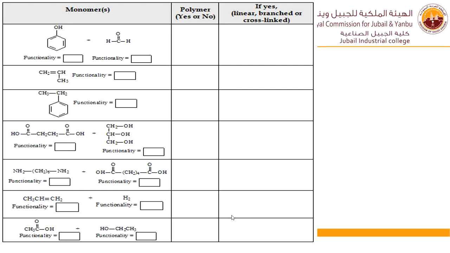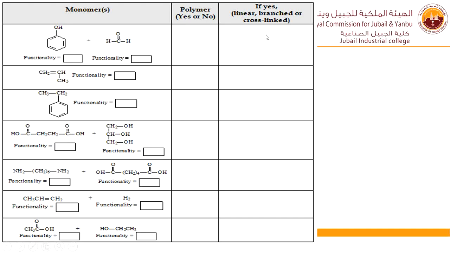Once we identify the functionality, we can predict whether the reaction will give a polymer or not. And you remember that for polymerization, functionality must be equal to or greater than 2. Linear polymers are formed from monomers with functionality equal to 2. If you have more than 2, it could be branched or cross-linked.